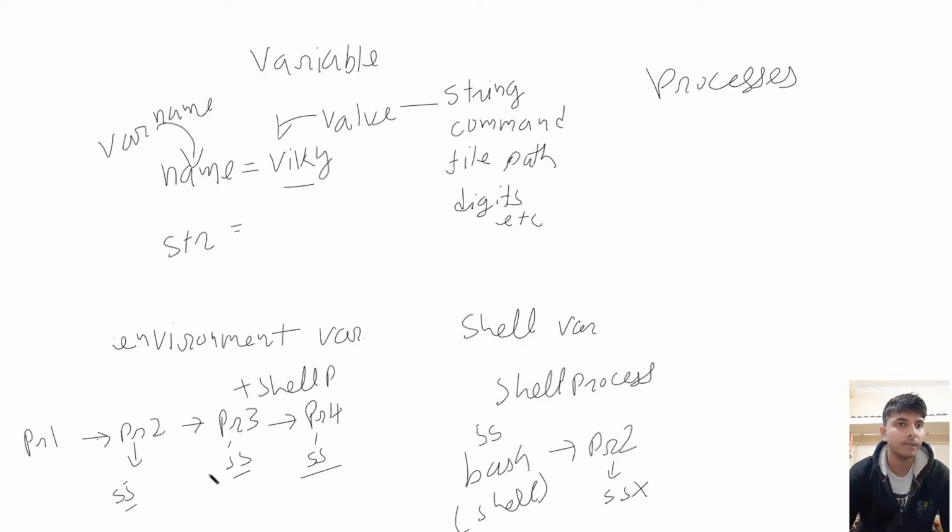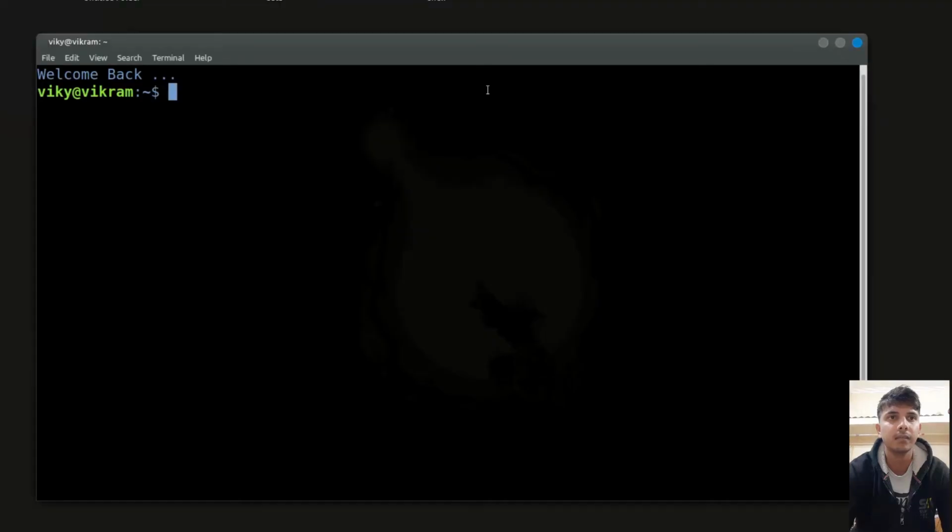So the difference between environment and shell variables is, first, that any environment variable will be accessible to the subsequent processes, but any shell variable will not be accessed by the subsequent processes. Another difference is that an environment variable can be created by any process including the shell process, but a shell variable can only be created by the shell process. So this is an important difference between environment variables and shell variables. Now let's jump to the terminal and see how they are used.